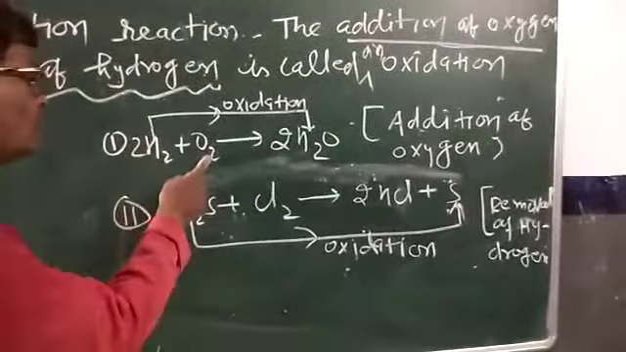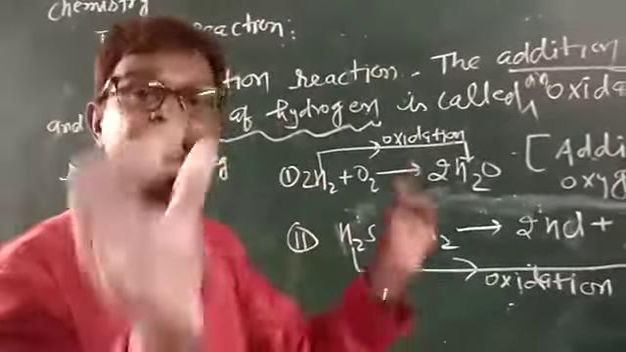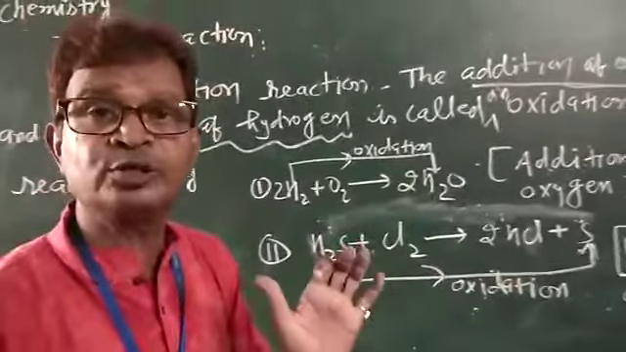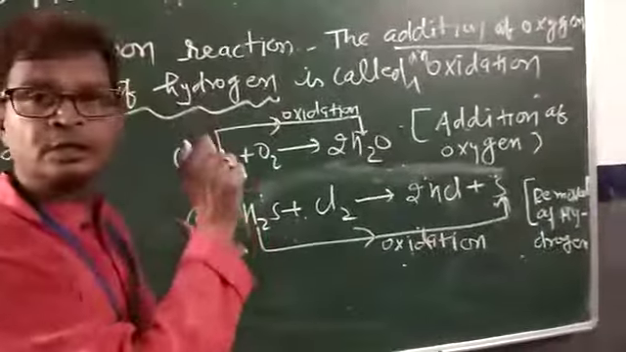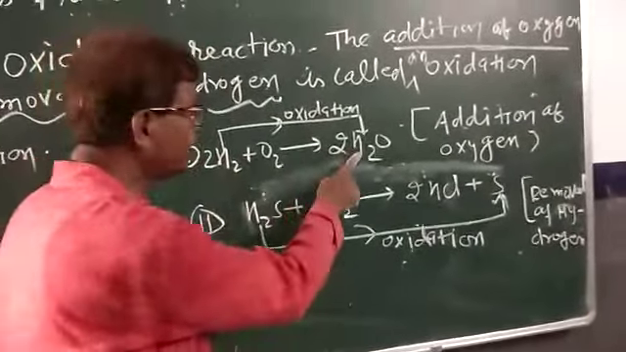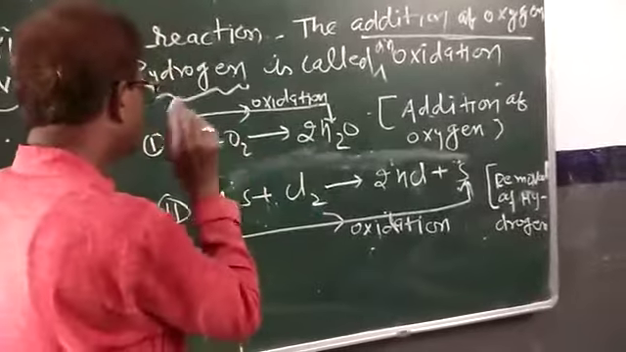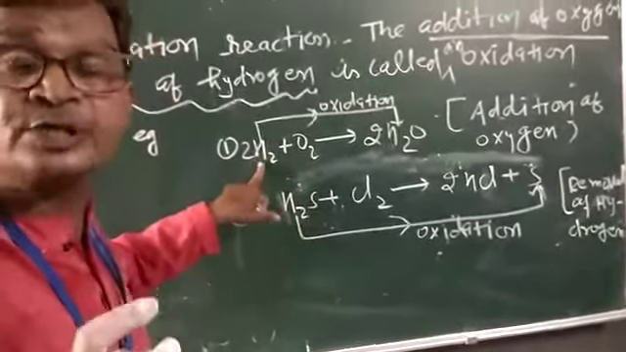To hydrogen, oxygen is added. The substance in which oxygen is added is said to undergo an oxidation reaction. In the first reaction, in hydrogen, oxygen is added to get water. So oxidation of hydrogen takes place.